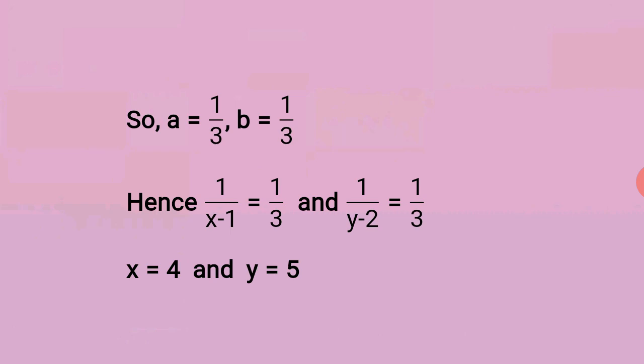As I have told you, you have actually three methods of solving the pair of linear equations in two variables. Use any of those and get the values of a and b. Once you get it, resubstitution is needed and this is what you get. 1 by x minus 1 equal to 1 by 3 and 1 by y minus 2 equal to 1 by 3. You can proceed to get the value of x and y, which is here equal to 4 and 5.